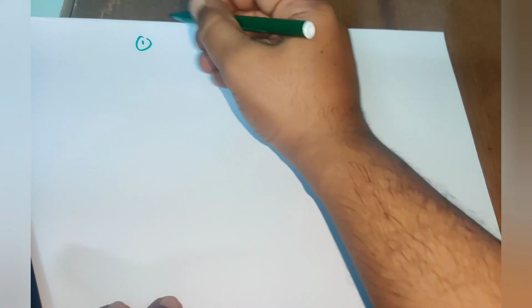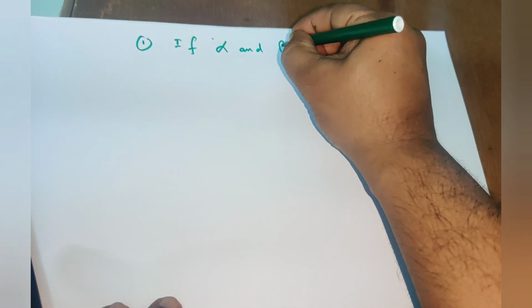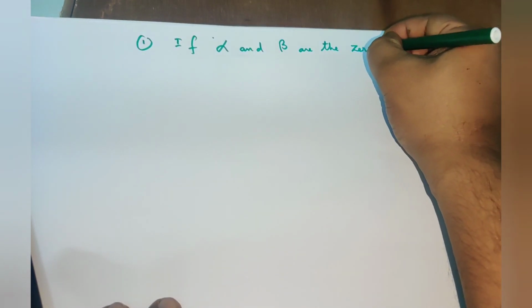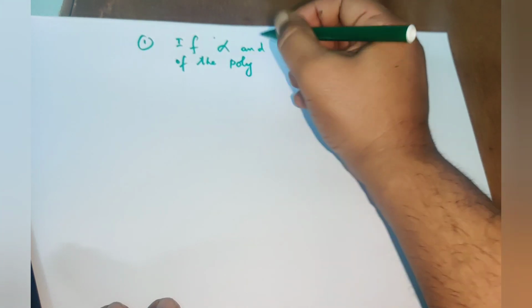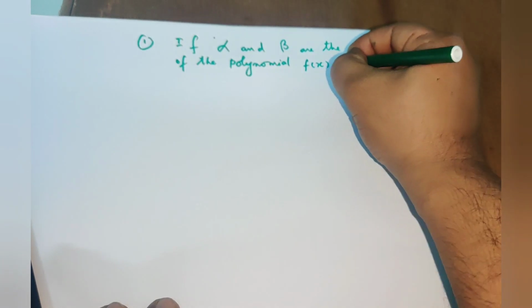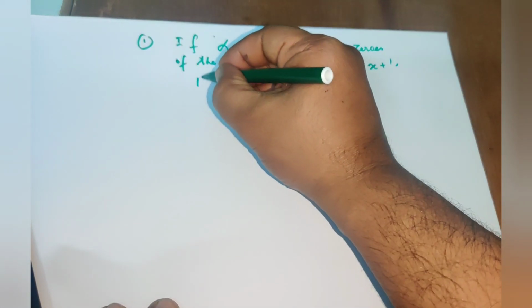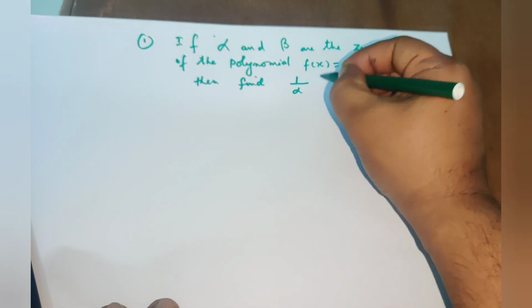If alpha and beta are the zeros of the polynomial, let me write the question. First question: if alpha and beta are the zeros of the polynomial f of x equal to x square plus x plus 1, then find 1 by alpha plus 1 by beta.